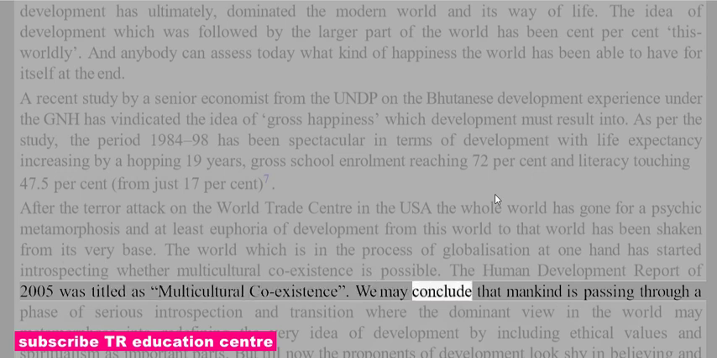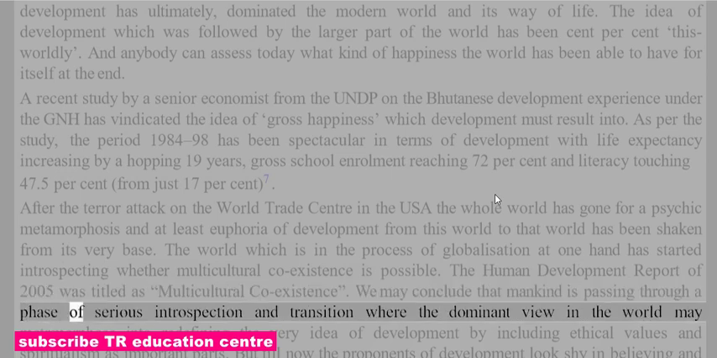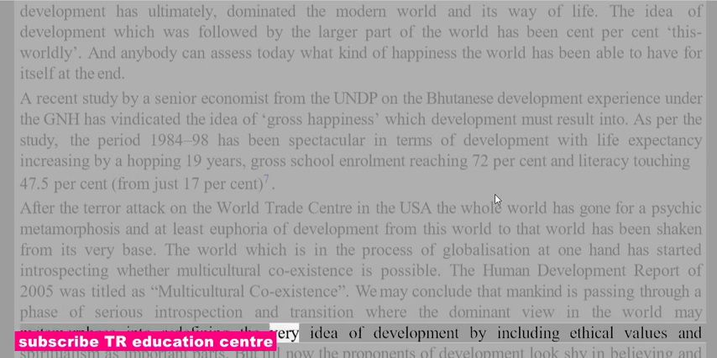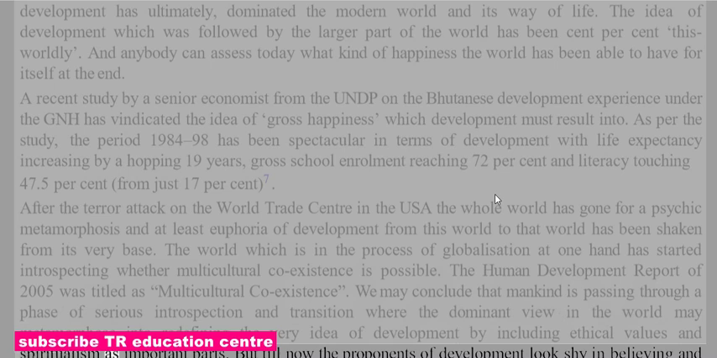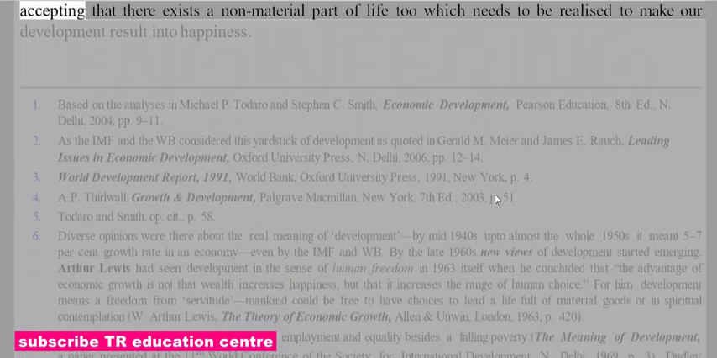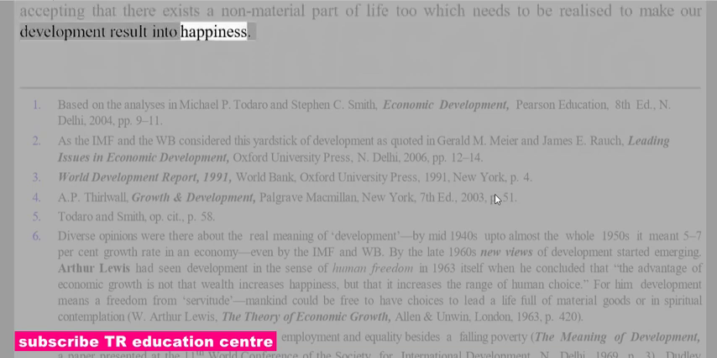We may conclude that mankind is passing through a phase of serious introspection and transition, where the dominant view in the world may metamorphose into redefining the very idea of development by including ethical values and spiritualism as important parts. But till now the proponents of development look shy in believing and accepting that there exists a non-material part of life too, which needs to be realized to make our development result into happiness.